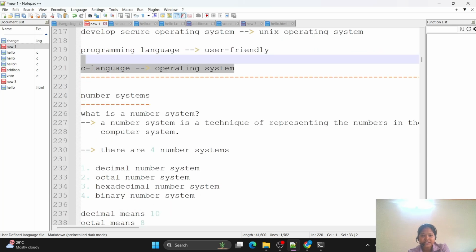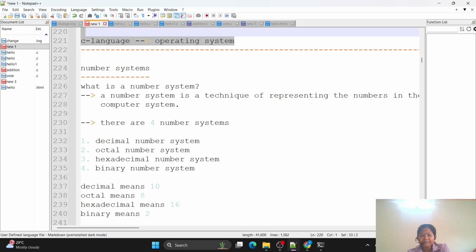Then number system. Okay, so what is number system? I think this number system would be covered in another topic also, like some digital topic, electronics topic would be there. They will actually cover this number system in your academic career. Number system is also important.